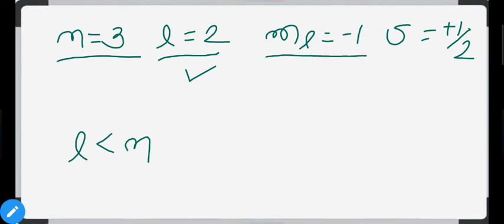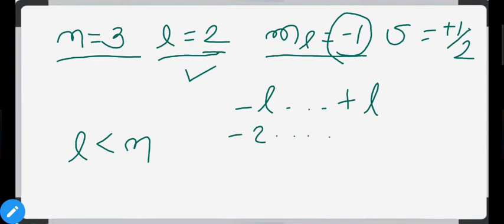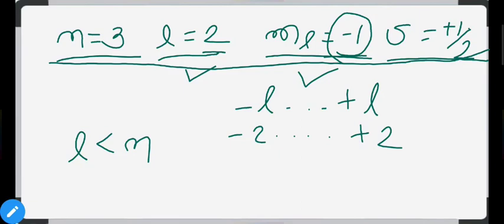As mentioned earlier, the ML value will start from minus L to plus L. Here the ML value is minus 1 and the L value is 2. So that means it will be between minus 2 and plus 2, and minus 1 is between minus 2 and plus 2. So it is possible, and the S value will be either plus 1 by 2 or minus 1 by 2. Here the S value is mentioned as plus 1 by 2. So it is true. So this type of electron can be present inside the atom.